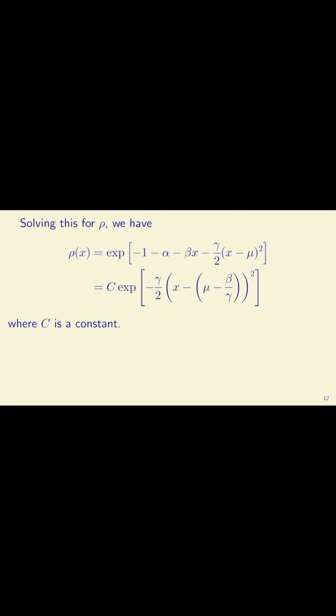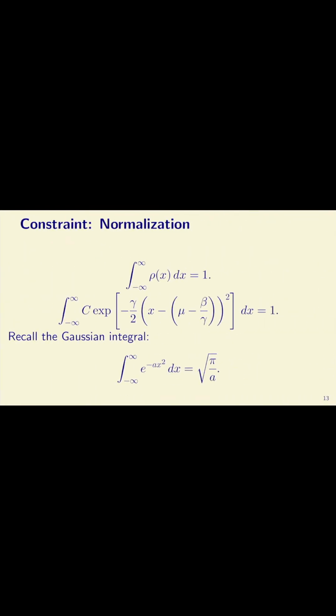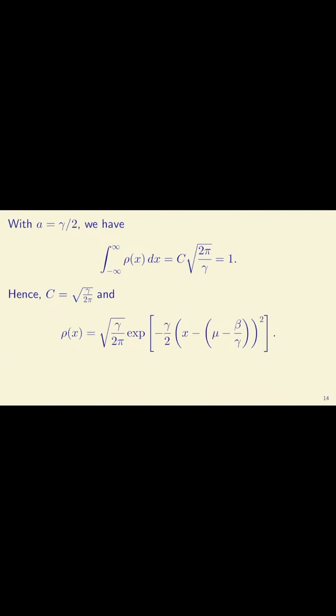Exactly. Let's start with the normalization constraint, that is this. Substituting our expression for rho, we get this. This is a Gaussian integral. We know that the integral of exponential of negative a x squared over the entire real axis is square root of pi over a. In our case, a is gamma over 2. So the integral evaluates to c times square root of 2 pi over gamma.